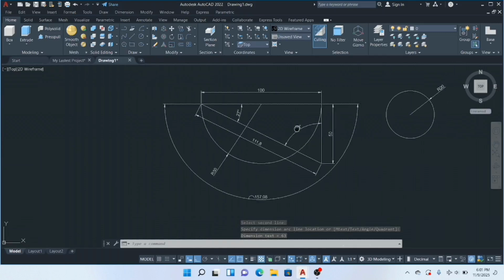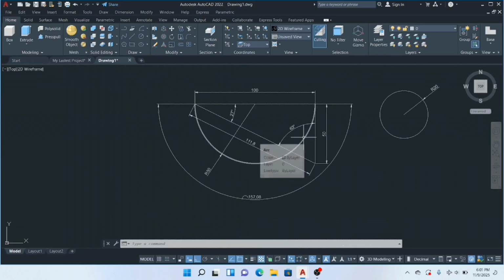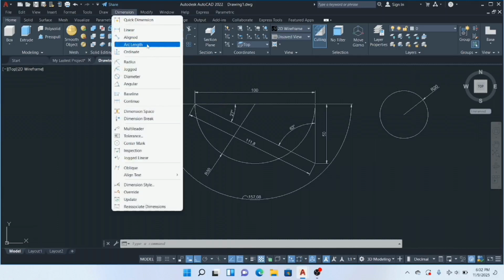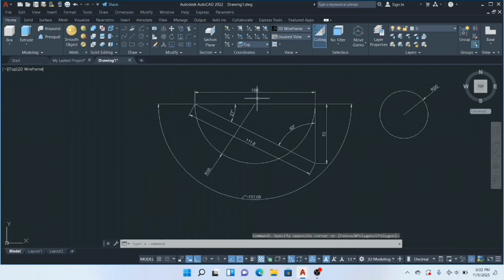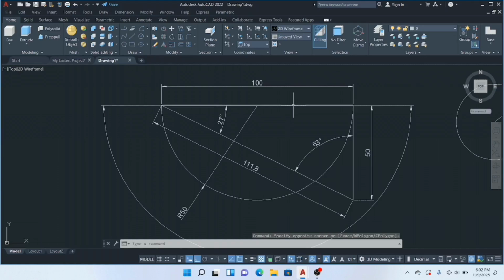So with this, I've been able to demonstrate the basic types of dimensioning: the linear, align, arc length, the radius, and the angular. The first one is the linear. The second one, this is the align. This is the angular. This is the arc length, and this is the radius.